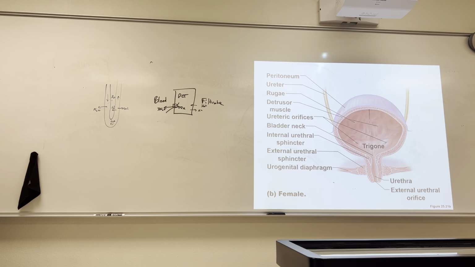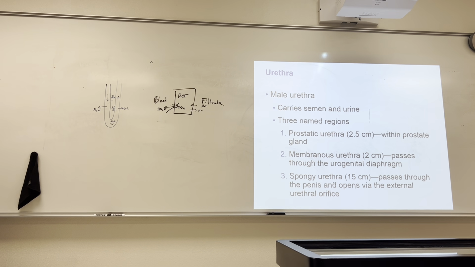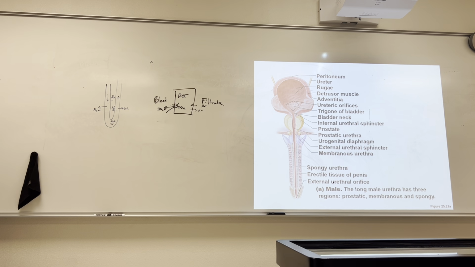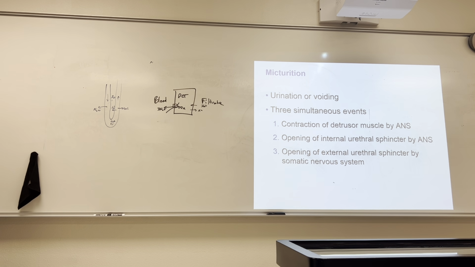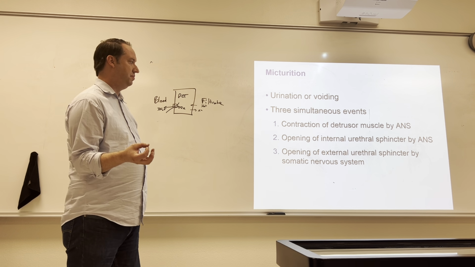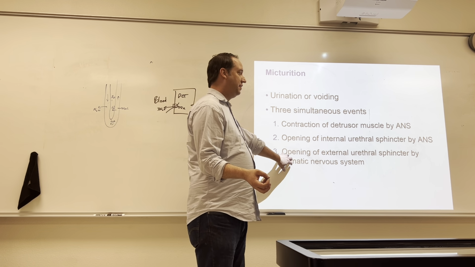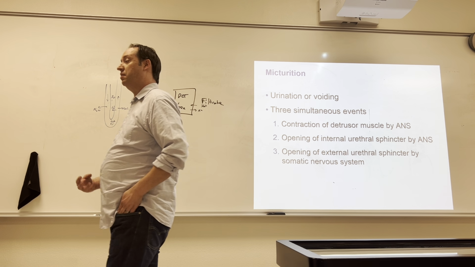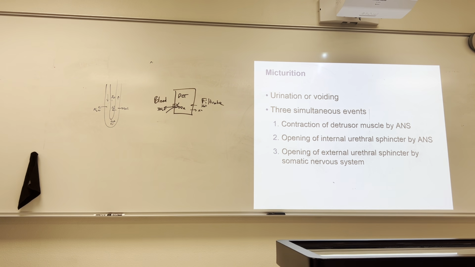Alright, so female urethra, male urethra. We'll look at this more when we get to reproduction. We'll talk about the different regions of the urethra there. Alright, so urination is going to involve contraction of the bladder, opening of the internal urethral sphincter by the autonomic nervous system, and in an adult, opening of the external urethral sphincter by the somatic motor branch. So all three events are taking place at the same time.